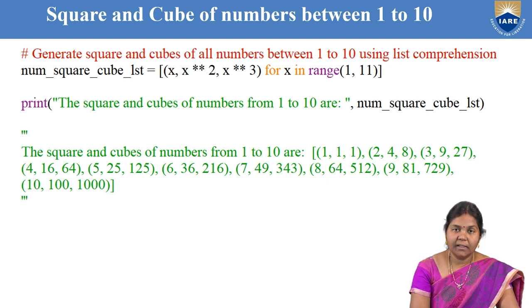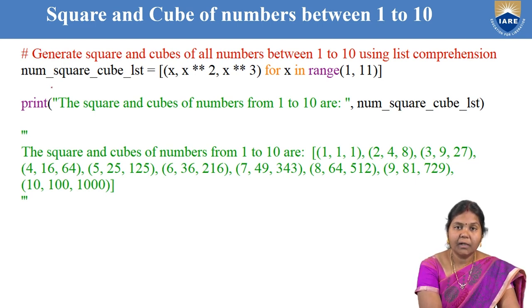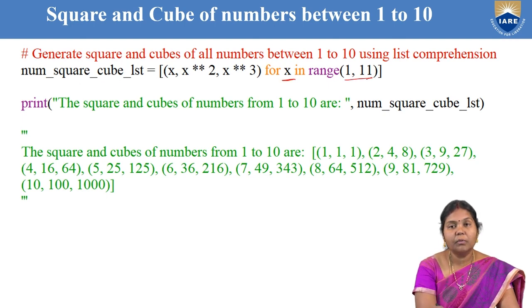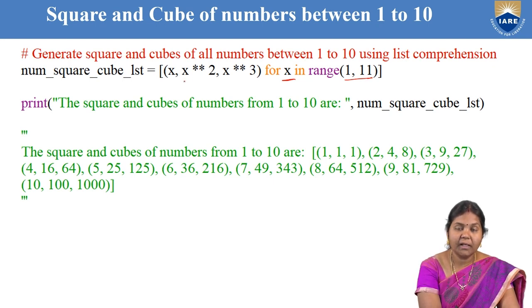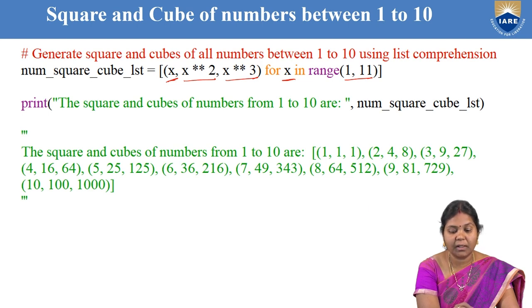Similarly, let us go for another example: to find the square and cube of numbers between 1 to 10 using list comprehension. You can do it in just one line. For every number I want to find out the square and cube. So for x in range(1, 11), that means for 1 to 10, for each number it will find the square, x to the power of 2, and the cube, x to the power of 3. In just one line you can do this process. This is the way list comprehensions are very useful while writing programs.